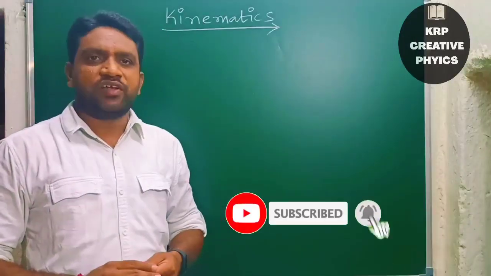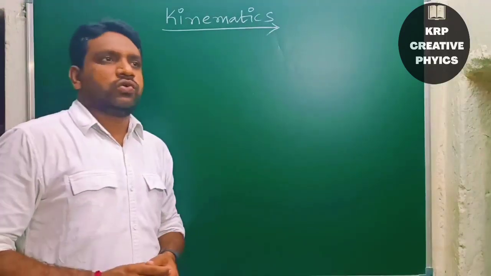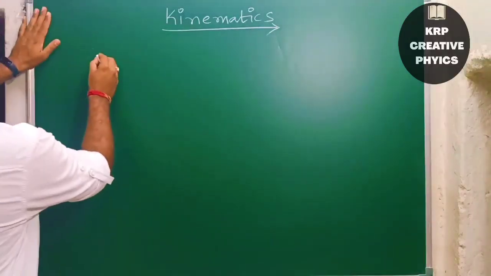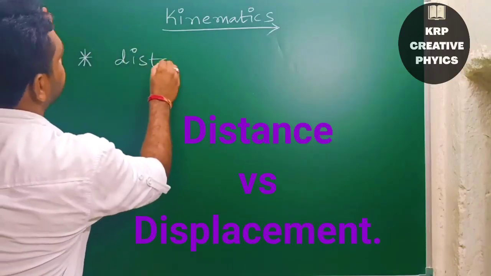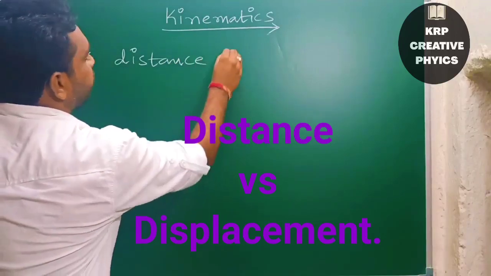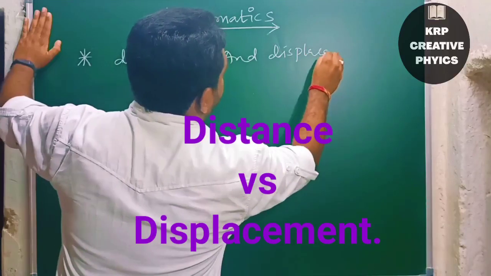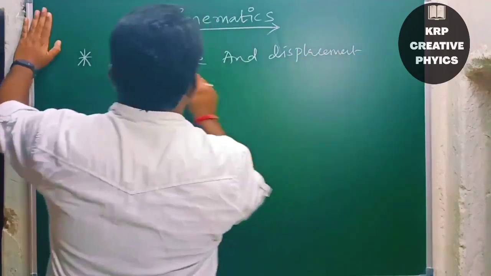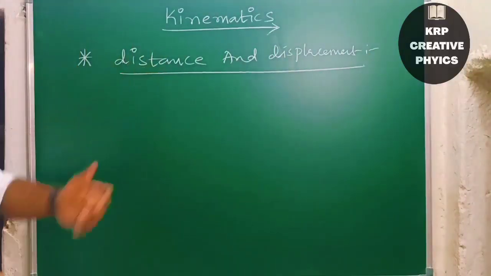After the completion of rest and motion, let's move on to the next topic. The name of the topic is distance and displacement. Most important topic, distance and displacement. So we are going to learn about distance and displacement. First we will see distance here.